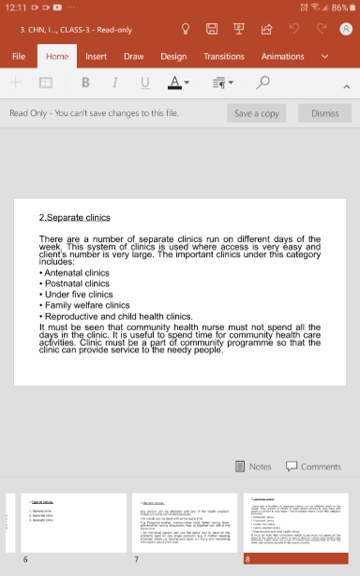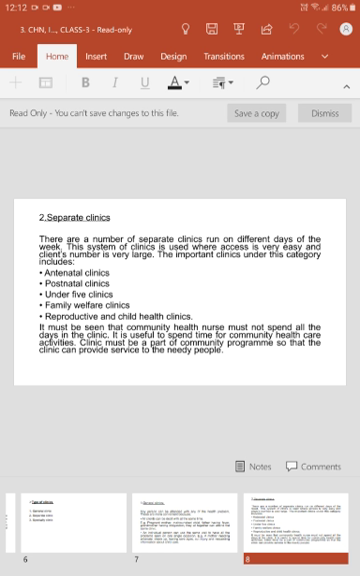Then reproductive and child health clinics. With the help of this clinic we can understand about reproduction, whether the woman can go for fertility or whether she is infertile. For a man or a woman, we can give the assessment, and if there is a fault, we can give treatment for the corrections.